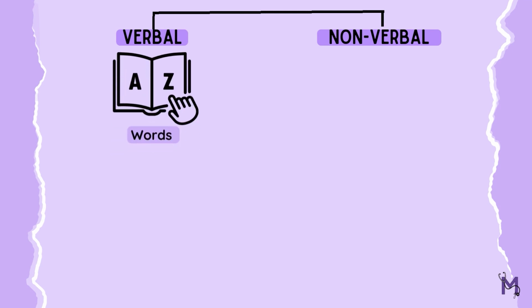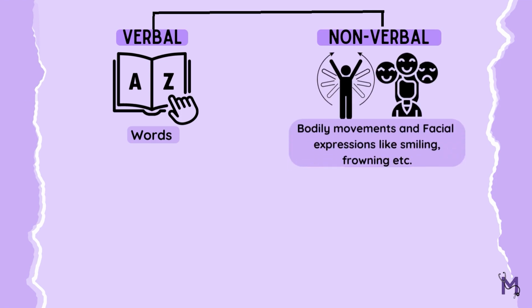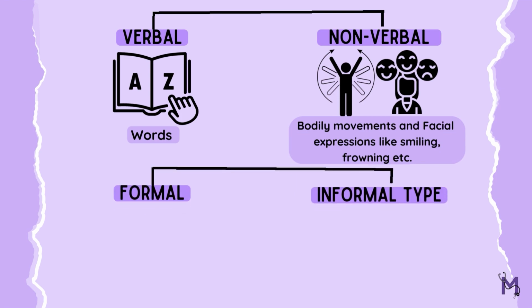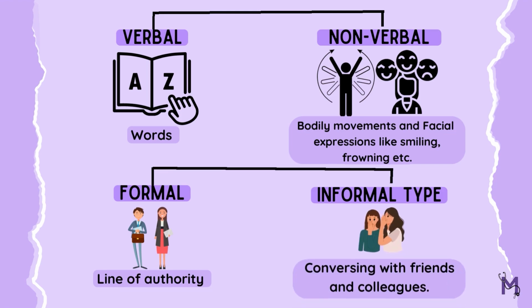The second type is verbal and non-verbal type, where, as the word suggests, words are used in cases of verbal, while non-verbal communication includes bodily movements and facial expressions like smiling, frowning, etc. The last type is the formal and informal type. As indicated, formal communication follows the line of authority, while informal communication is like conversing with friends and colleagues.